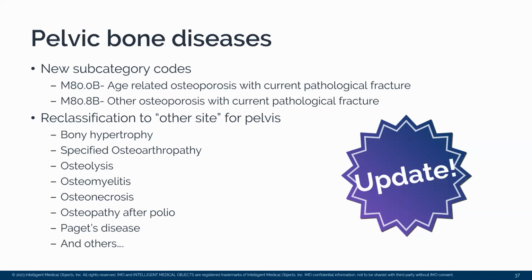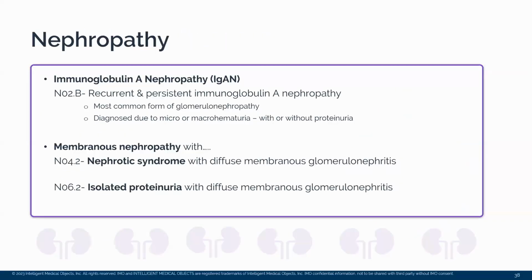A considerable amount of reclassification was also done with respect to several other disorders affecting the ileum, ischium, and pubis ramus. The conditions listed above have been reclassified to the other site subcategory instead of the historical subcategory for pelvis and thigh. Moving on, there are code changes to nephropathy conditions.